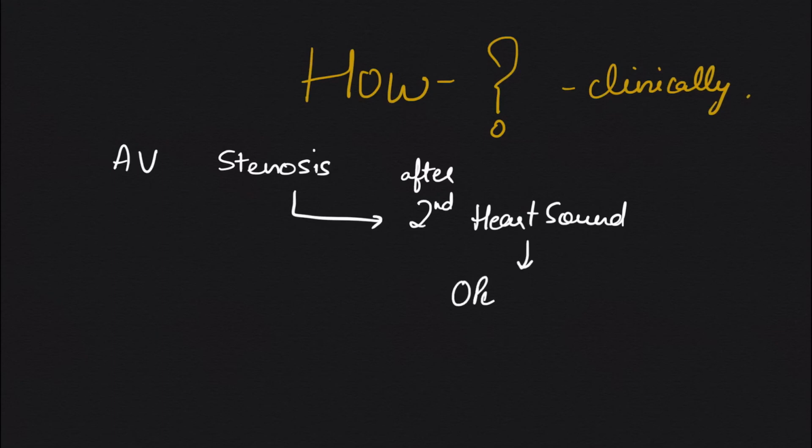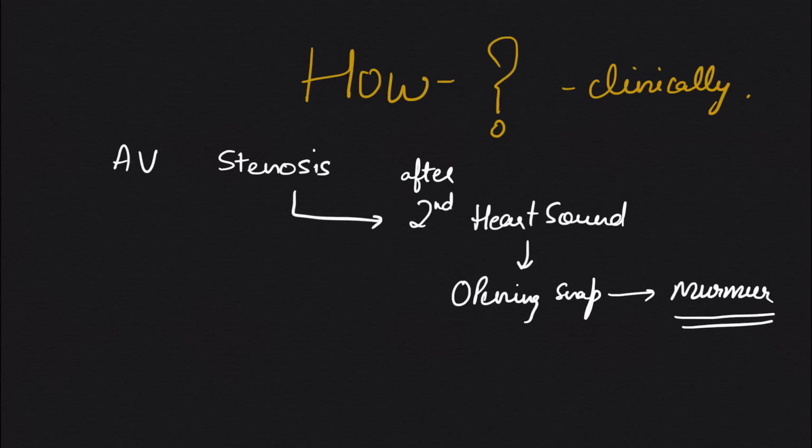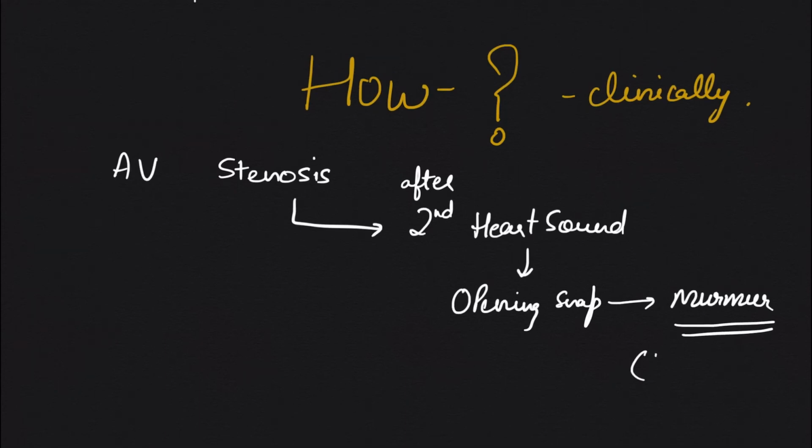First we'll hear an opening snap and then we'll hear a murmur which will be there only for a brief period of time. Then there can or cannot be a second murmur. We might get a second murmur in case of tricuspid stenosis, or we might not get it, as in cases of mitral stenosis, plus the area where we'll auscultate, whether the tricuspid region or the mitral region.